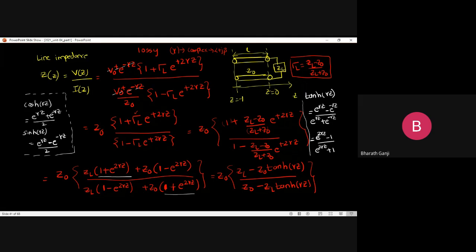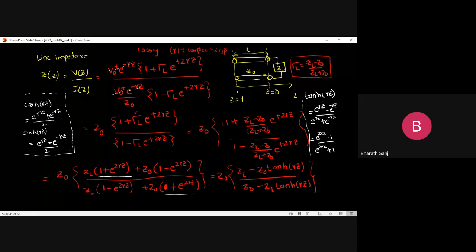So let me dial down my analysis. Usually, most of the problems which we deal with are lossless only. We don't deal with lossy lines much, but practically we always have lossy lines only. And I also told you that if omega L is very much greater than R and omega C is very much greater than G, then you can approximate lossy lines as lossless lines.